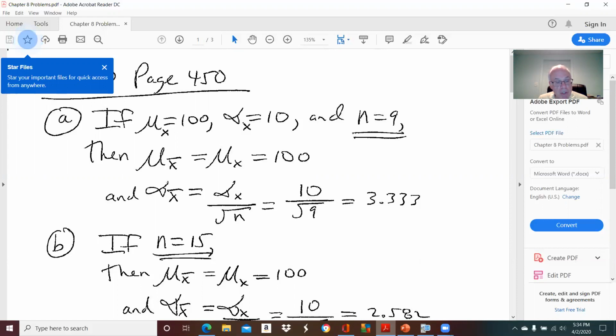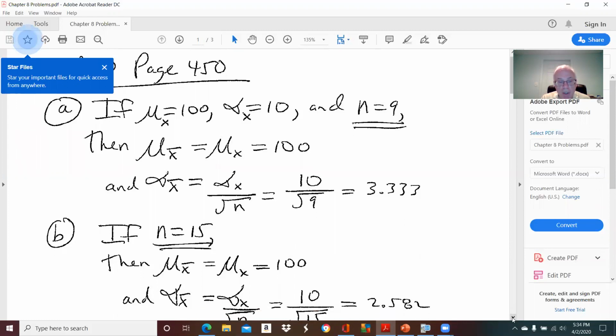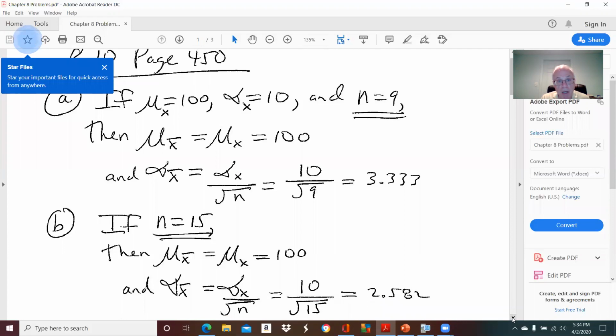Now, the standard deviation of X bar, sigma X bar, is equal to sigma X divided by the square root of n. In this case, n is 9. So it's 10 divided by the square root of 9. 3.33 is the standard error, or the standard deviation of the sampling distribution. Now, in this case here, we're going back to means, the sampling distribution of means.